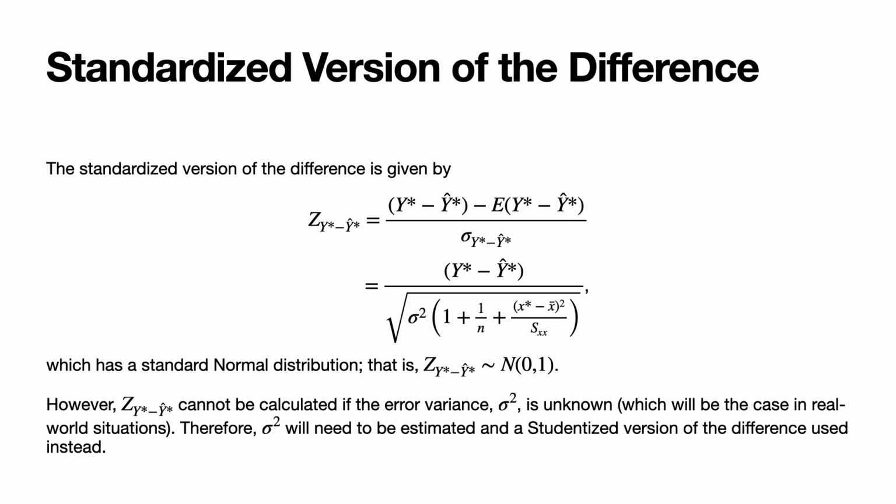Now, the standardized version has a standard normal distribution if the model error terms are normally distributed. And so we could write this as the standardized version, z sub y star minus y hat star, having a standard normal distribution. However, the standardized version can't be calculated if the error variance, sigma squared, is unknown, which will be the case in virtually all real-world situations. And so sigma squared will need to be estimated, and then we would need to use the studentized version of the difference instead.